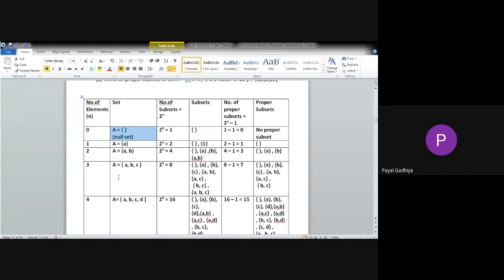Now if the set is the null set, then the total number of subsets will be 2 raised to n, which is 2 raised to 0, which is 1. So the number of subsets will be 1, and which one is that? There will be the null set only, right? Then the next column is the number of proper subsets. In a proper subset, we are deleting one subset from the data. So if we have one subset, then the number of proper subsets will be 1 minus 1, which is 0. So for the null set, we will not get any proper subset.